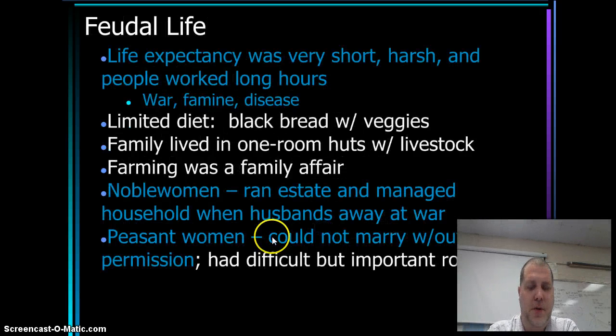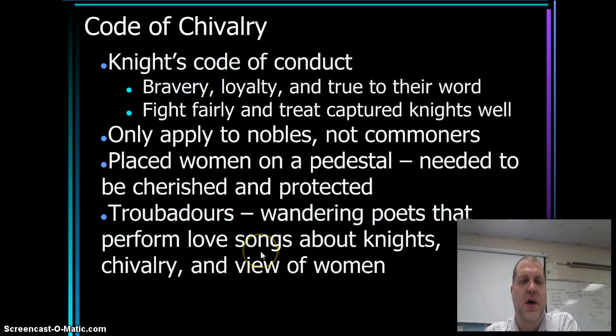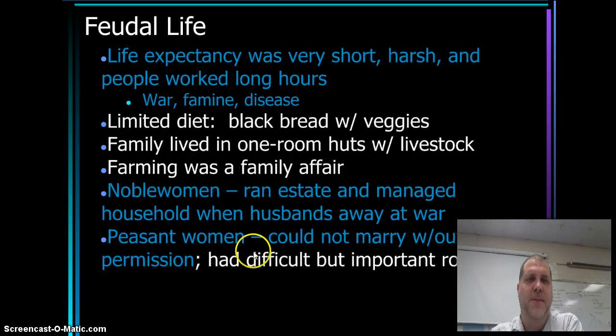Troubadours are these wandering poets who performed love songs. They were basically the very first rock stars. They would go around and sing about stuff, about some of these knights and some of their missions and conquests, and what they do, in the view of women of the knights in that society.